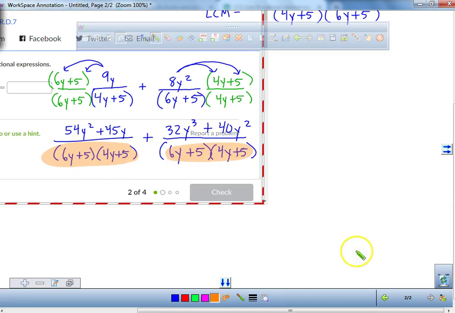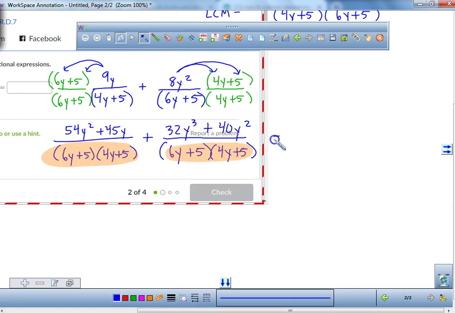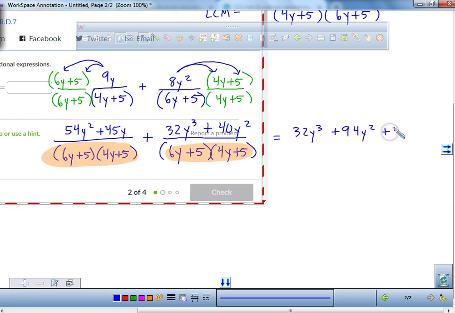So now I can add like terms. What are the like terms that we can add in the numerator? 54y squared and the 40y squared. So here we're going to lead out with 32y cubed. We're going to add 40y squared and 54y squared. What does that give us? 94. And what do you have here at the end? 45y. Okay. All over.